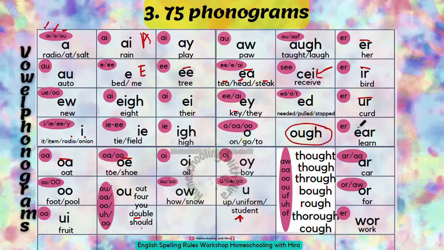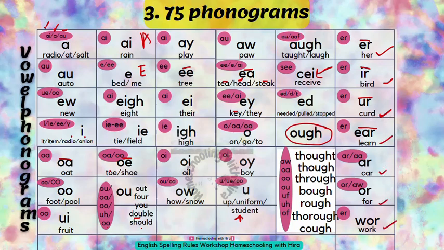Then we have EAR. It also says er in American, in British. Then we have AR, which says the R sound or ah sound, in British, R in American. OR says the OR sound in American English and the O sound in British English. WOR says the WER sound anywhere. The examples are her, bird, curd, learn, car, for, work.